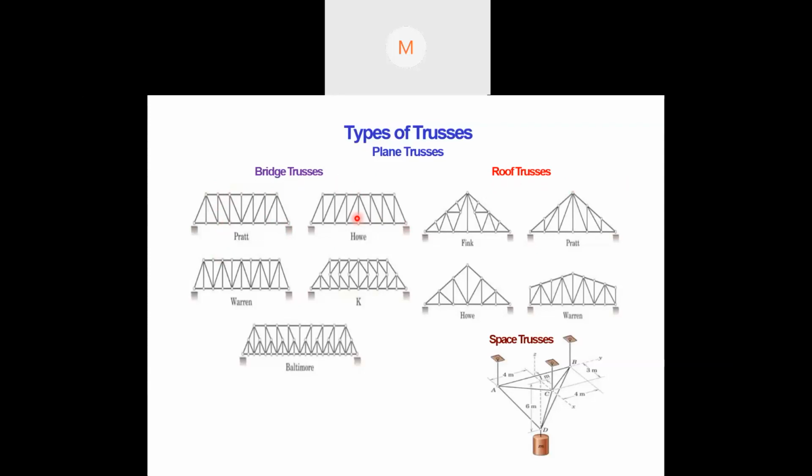Now these kinds of bridge trusses are present. Look, these are the two supports of a bridge, and the trusses are designed in this format. So this is how the bridge trusses look. Similarly, for roofs, there are Pratt, Howe, Warren, and Fink. So these are the trusses for roofs. Then we have space trusses. We will eventually discuss this.